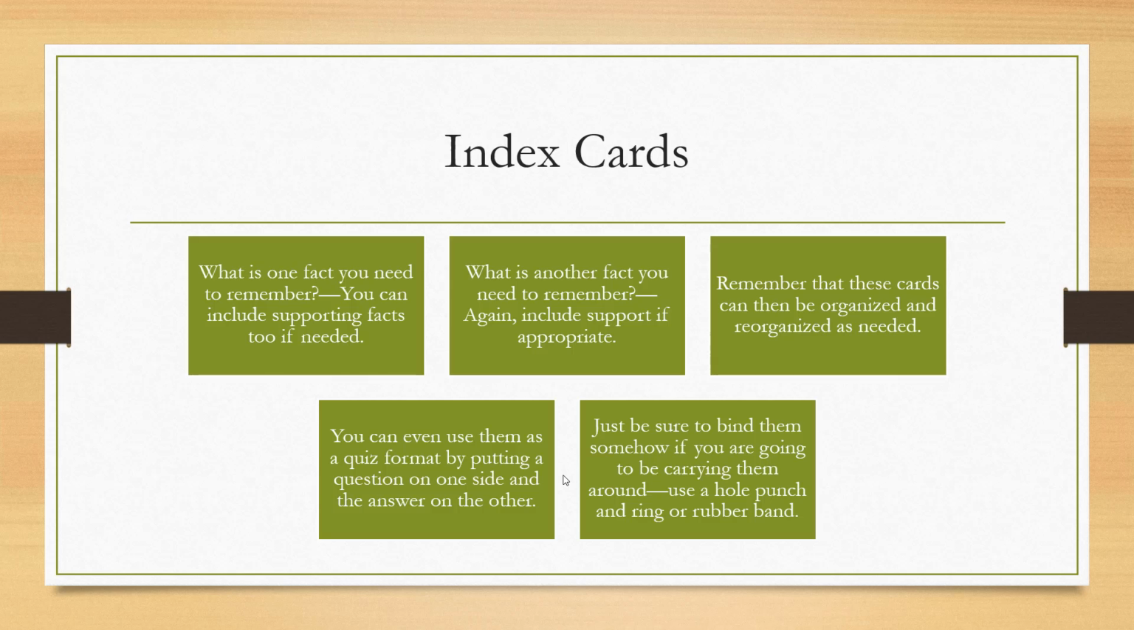So it's going to look something like this if each of these boxes were a different note card. What is one fact you need to remember? You can include supporting facts too if needed. What's another fact you need to remember? Again, include support if appropriate. Remember that these cards can then be organized and reorganized as needed. You can even use them as a quiz format by putting a question on one side and the answer on the other. Just be sure to bind them somehow if you're going to be carrying them around. Use a hole punch and ring or rubber band. You don't want them flying all over the place and letting your organization skills be for naught.